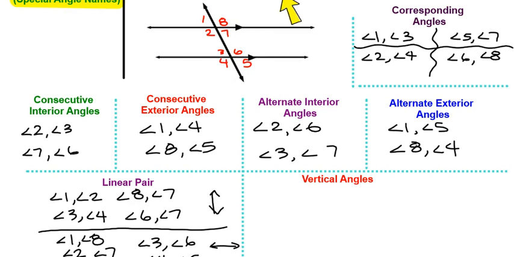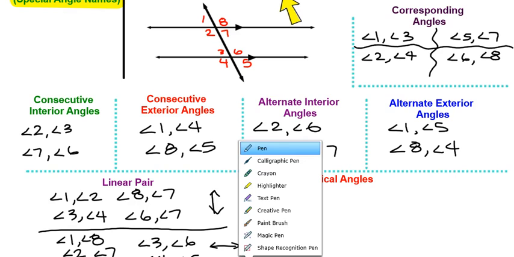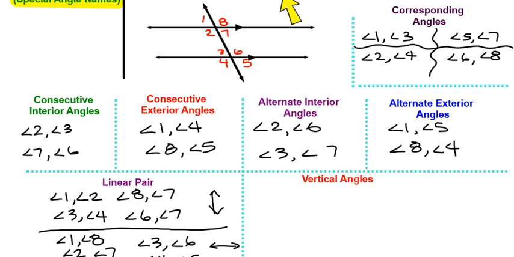And we'll do our last ones, our vertical angles. Remember, the vertical angles are the ones that point at each other. So vertical angles would be the 1 with the 7, or the 3 with the 5, or we could go the other way, the 8 with the 2, and the 6 with the 4. So vertical angles, there's 4 different pairs.